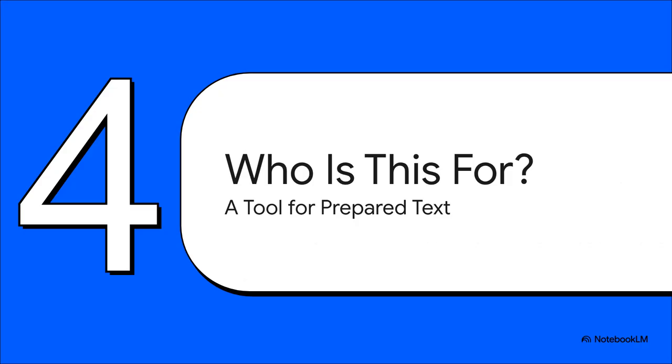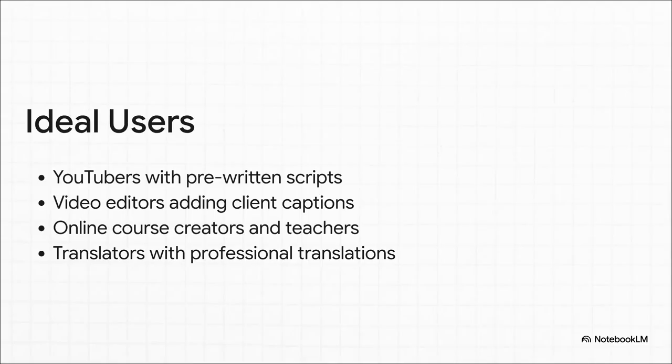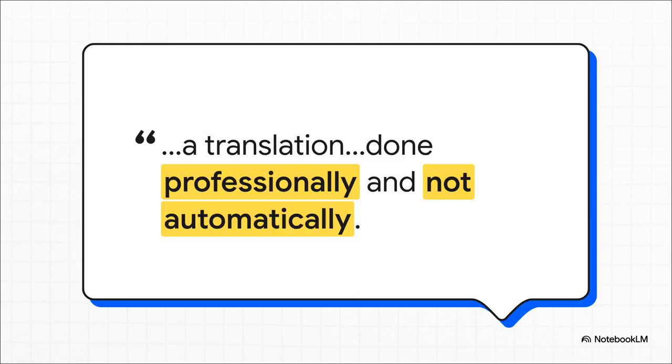Now, this is a really important point. Who is this tool actually for? The key thing to understand is that this tool is designed for people who show up with their text already done. So we're talking about YouTubers who work from a detailed script, or video editors who just got a transcript from a client and need to turn it into captions. It's also perfect for teachers making their courses accessible, and especially for translators who have a perfect, professionally done translation ready to go. And hey, the developer of the tool, Alan Harrell, says it himself. He built it for those times when you have a text that was done professionally and not automatically. That really highlights what this is all about, formatting high-quality text that a human has already created.